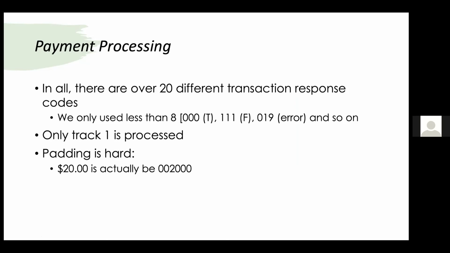So in total, it turns out there were 20 different transaction responses. We use approximately 8 of them. The main ones are success, which is 000, failure, 111, or 19, which is error. There are some like insufficient funds and rejection, which were implemented to make this as real as possible, because we want to simulate a real bank that someone could actually red team.